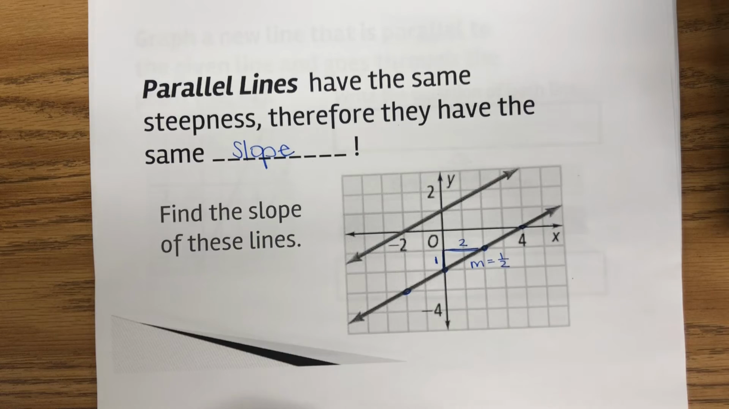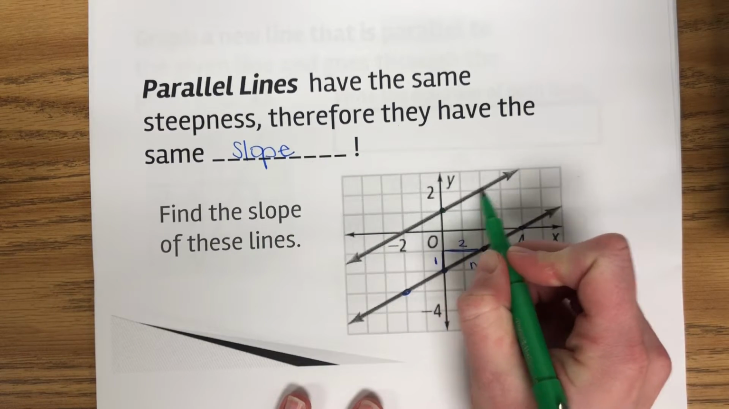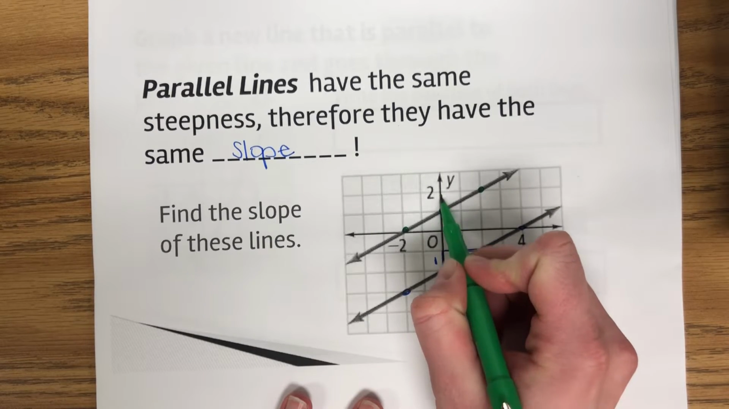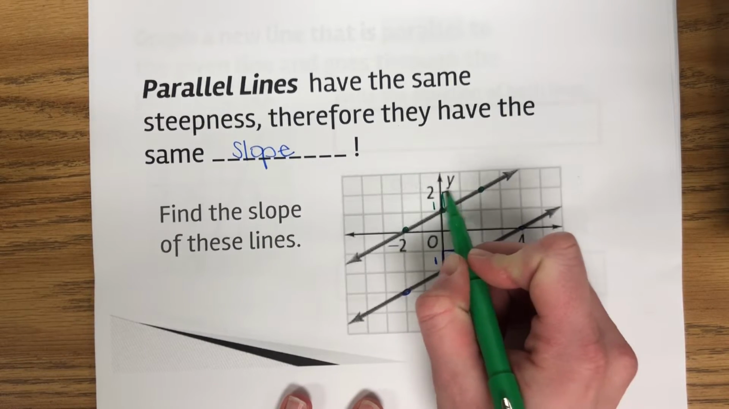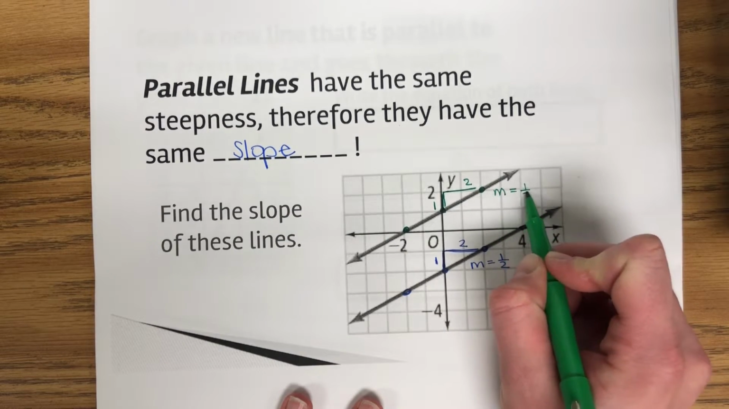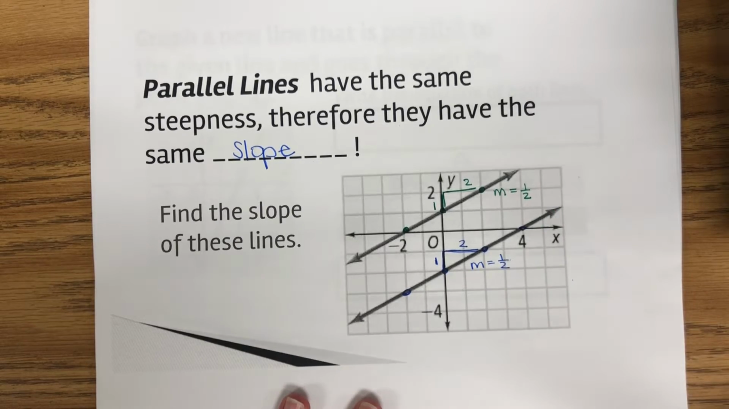And these lines look like they are parallel, but we can check that by finding the slope of this top line. Again, plotting some points and then finding the slope. Our rise is 1. Our run is 2, so our slope is 1/2. Because the slopes are the same, they are parallel lines.